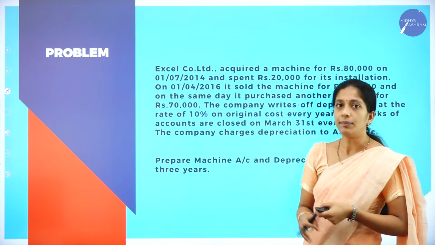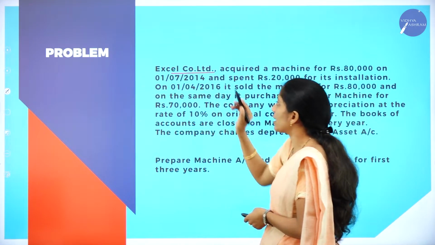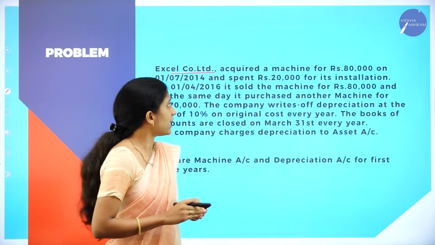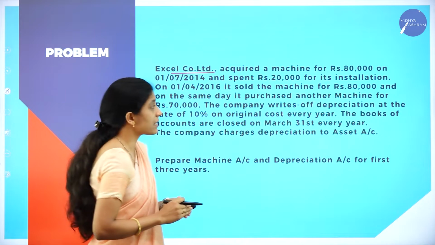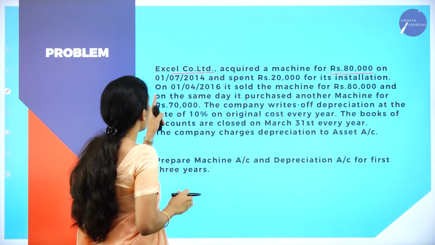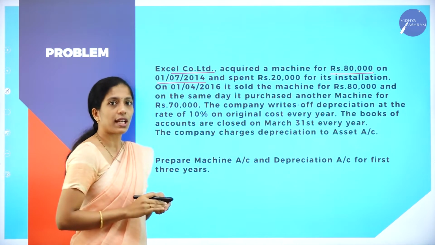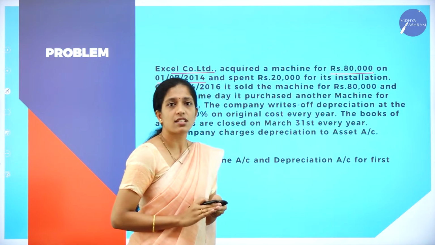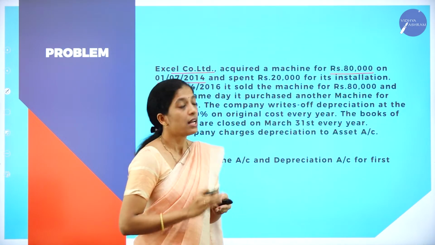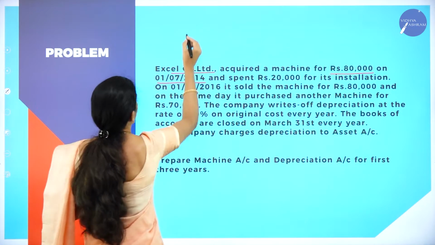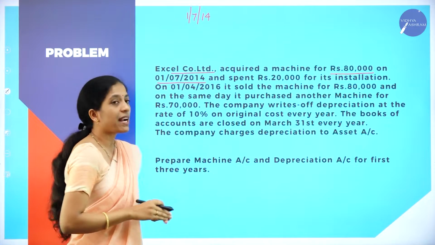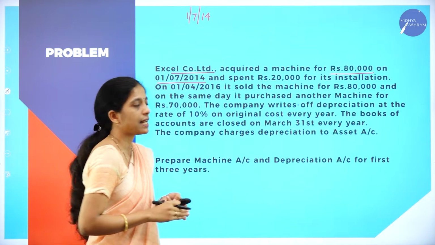Now go through the problem here. The name of the company is Excel Company Limited. So let us see what they have done. They have purchased a machine for rupees 80,000 on 1/7/2014. Here in this problem, it is very easy to solve, but you have to be very careful with the dates as well as the amount. Now, when did they purchase the machine? They have purchased a machine on 1/7/2014. Correct? And spent rupees 20,000 for its installation.